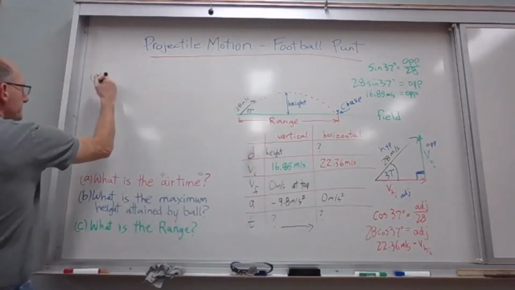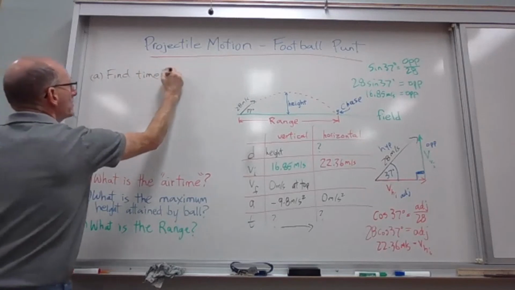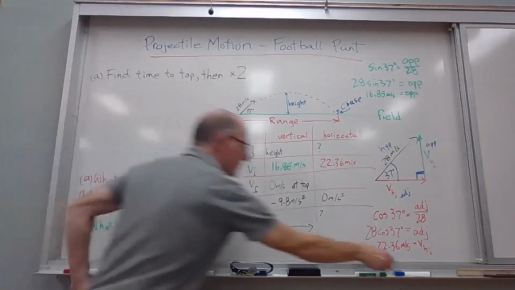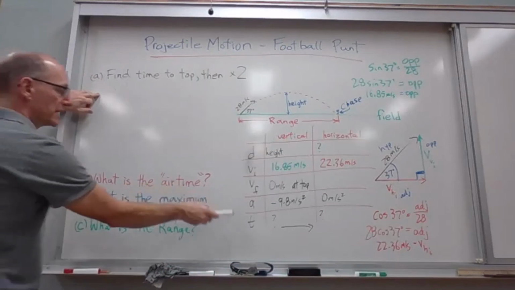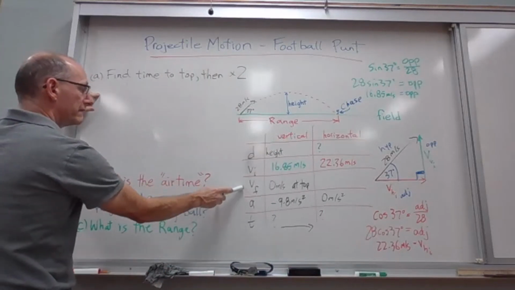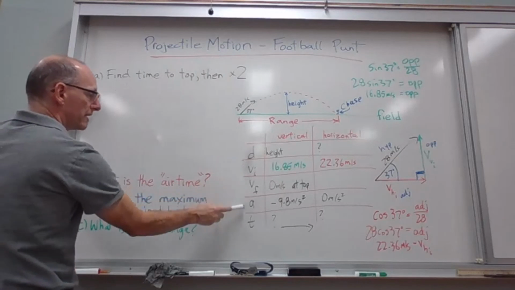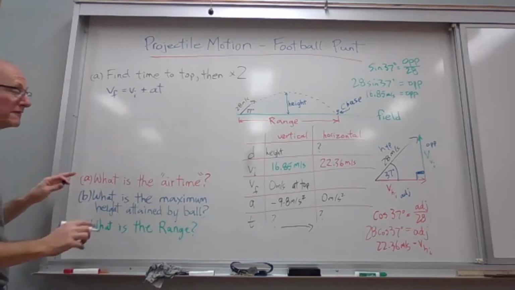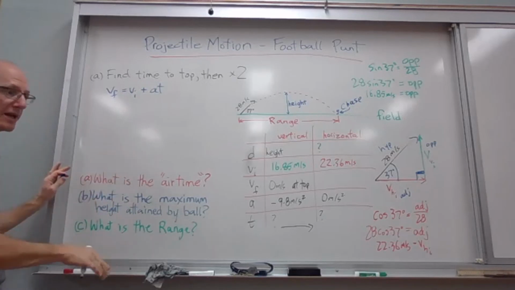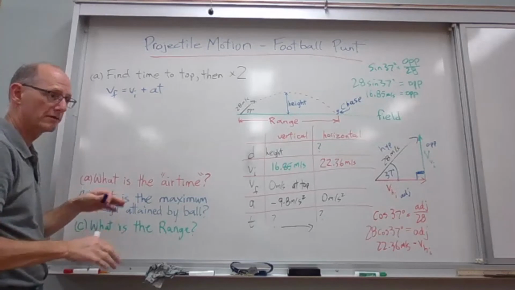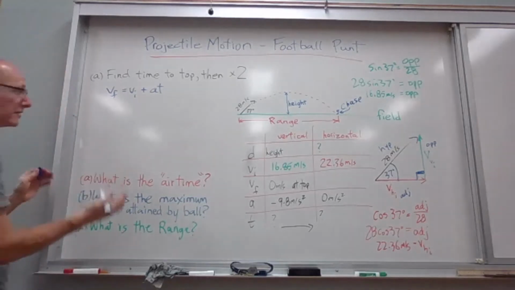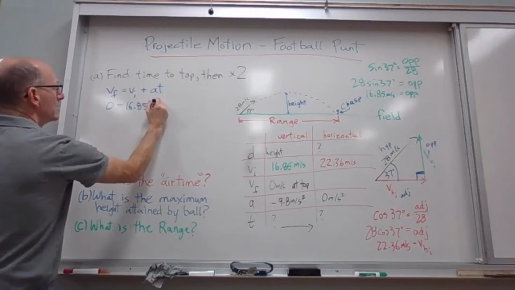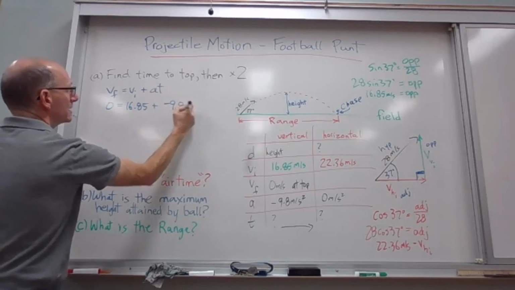So let's do it. A, find time to the top, and then multiply by 2. So the time, I need to get T. I've got A, VF, and VI. So I need an equation that has VI, VF, A, and T in it. And that is VF equals VI plus AT. So this is a totally vertical question because gravity is pulling it down, it acts vertically, so the amount of time in the air is totally due to gravity. So we have to use just vertical information. VF at the very top is 0. VI is 16.85 upward plus minus 9.8 times the time.